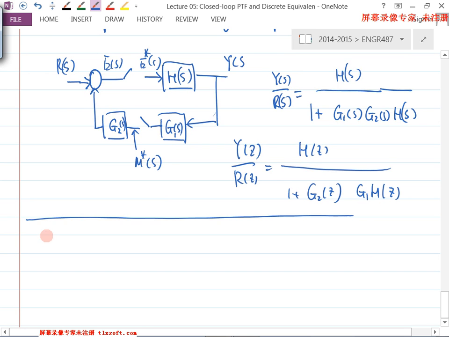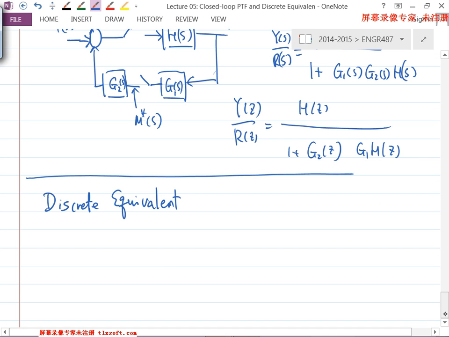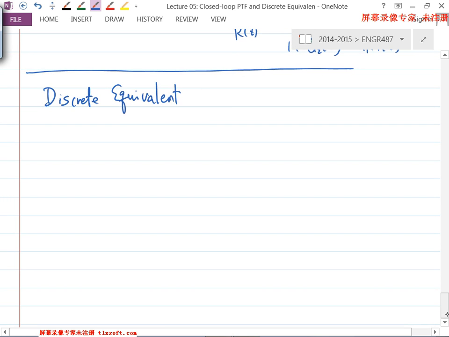Okay, so next topic: discrete equivalent. This topic is more or less a sort of numerical approximation, as you're going to find out. But here's the idea. The question essentially boils down to this: how to design a digital controller, or how to come up with a digital controller.